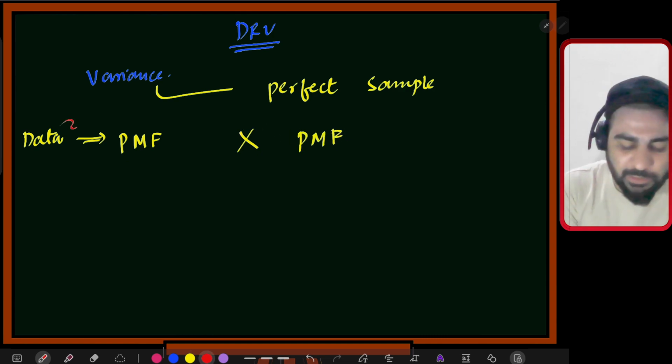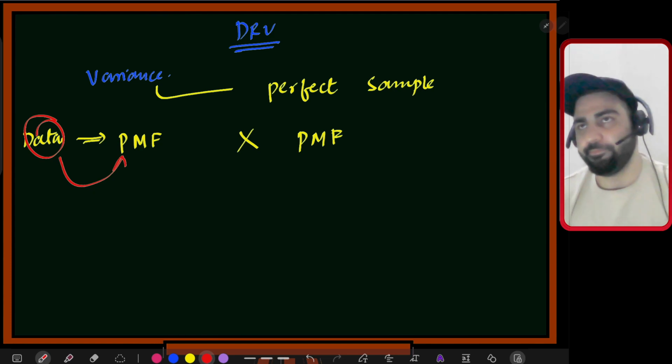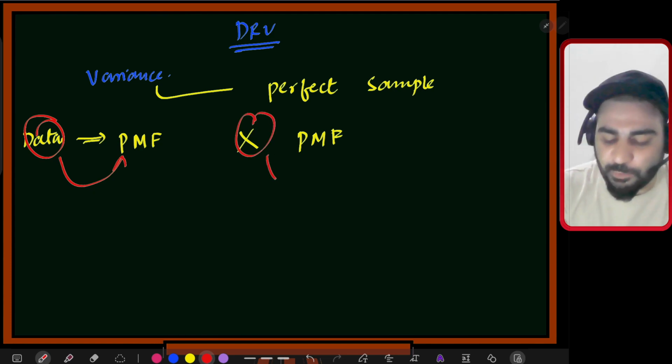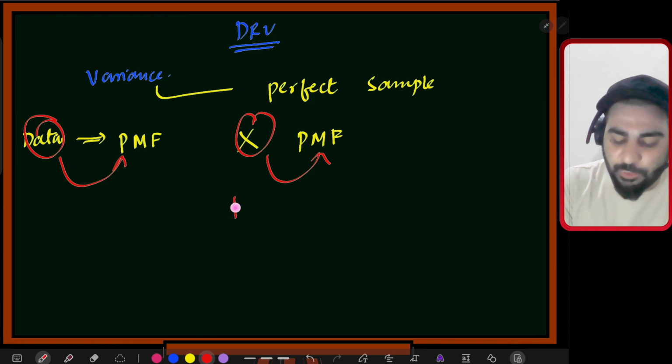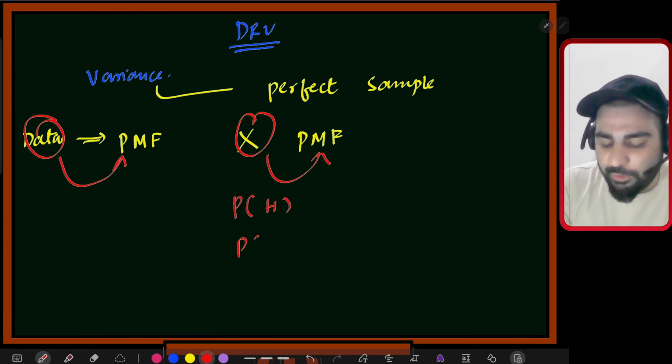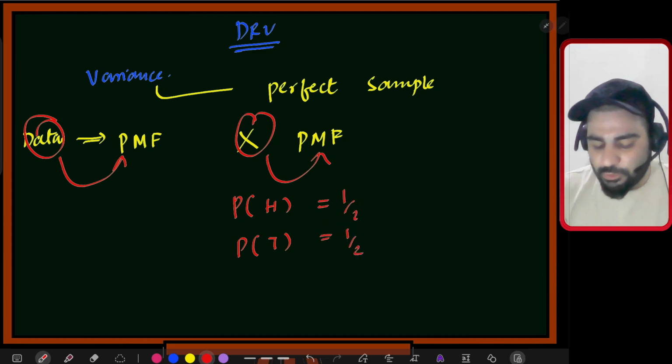Basically here what you will do is you'll have data, you'll compute the probability mass function. You'll have a random variable and corresponding to that you'll be given the probability mass function for a discrete random variable. Let's suppose the probability of head and the probability of tail are given to you, 1 by 2 and 1 by 2. So what is the perfect sample?